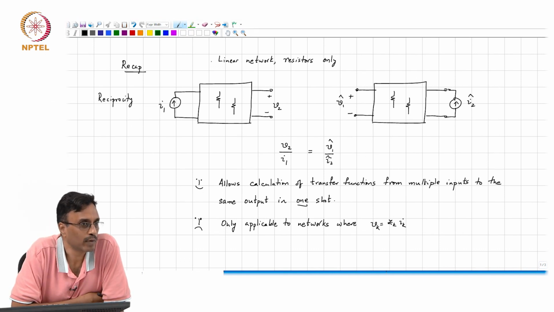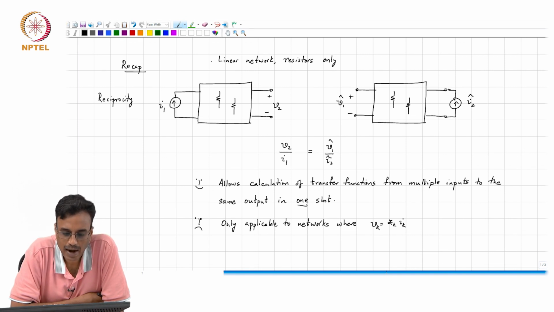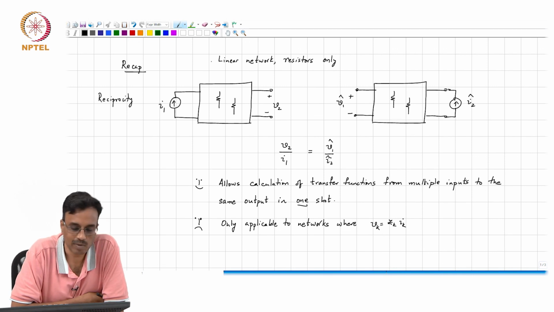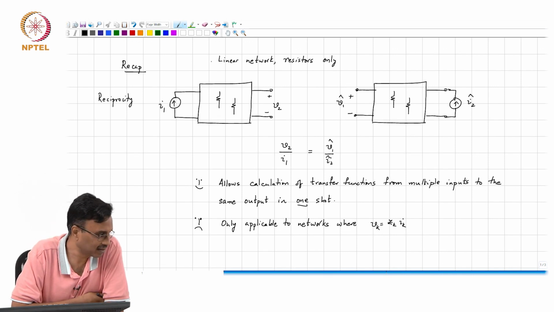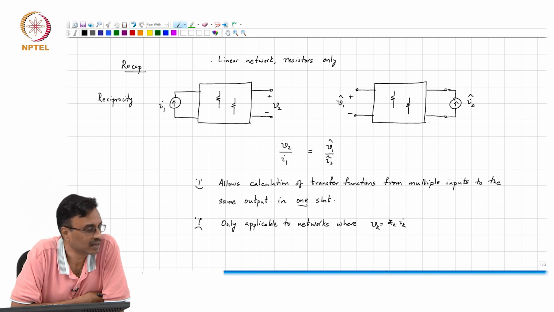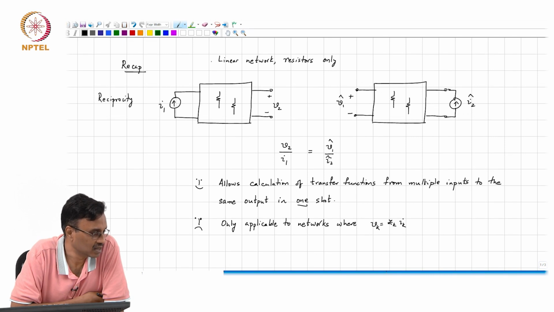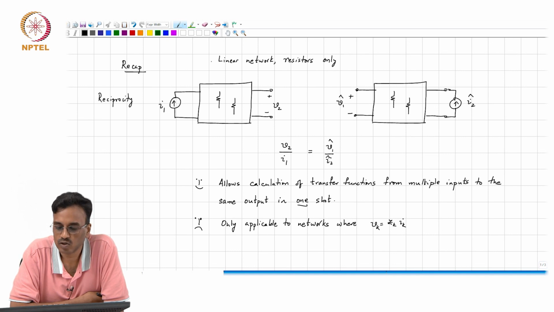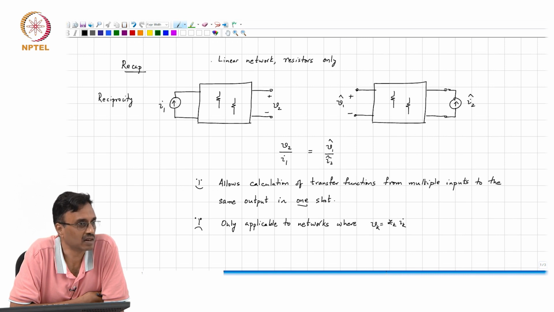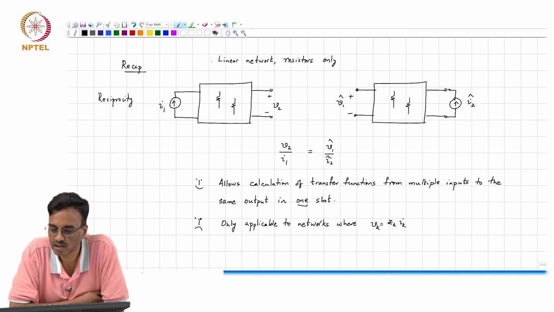A quick recap of what we were doing the last time around. We saw that if you had a network with only bilateral elements, namely things like resistors, inductors and capacitors, where you can relate either the instantaneous voltage and the instantaneous current by resistance, or the voltage phasor with the current phasor by an impedance, then you can interchange the location of the excitation and the response as illustrated in this picture.